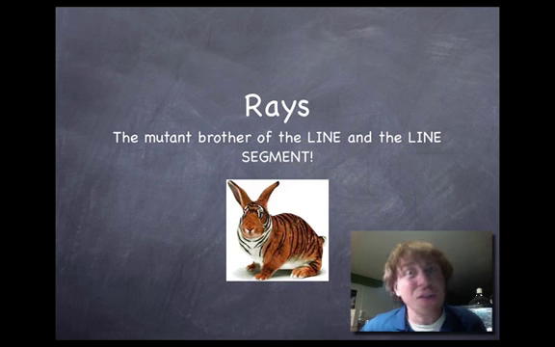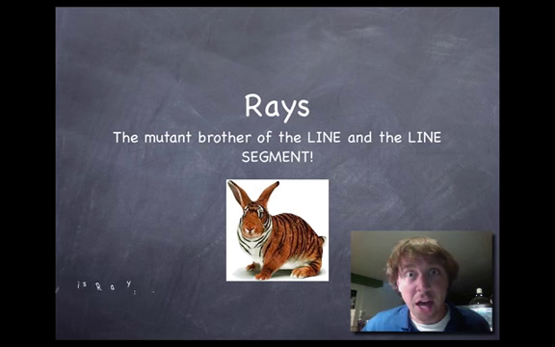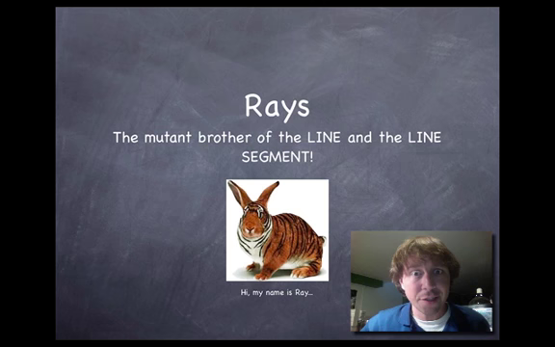And we have our cutesy fuzzy little mascot here, the mutant tiger bunny. We're going to call it a bunger. And his name's Ray. Hi, my name's Ray. He's kind of half a bunny and half a tiger, just like a ray is half a line and half a line segment.